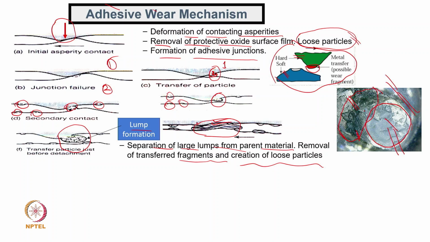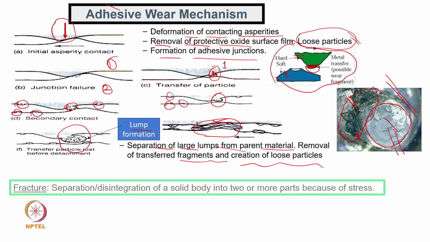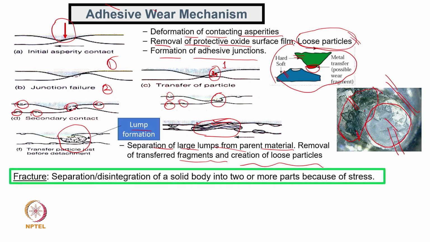So we will learn a little bit about this after maybe 3-4 slides. However, if I want to really summarize what I explained here, look at the definition of fracture: it is a separation or disintegration of a solid body into two or more parts. So this is a solid body, and we are able to see this geometry which got separated from it. That means wherever debris is getting removed from a surface, that can be treated as a fracture.